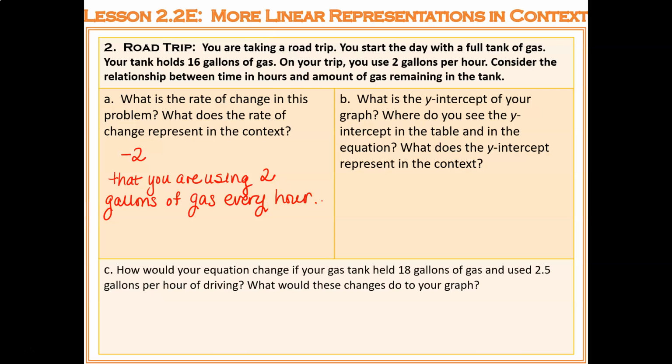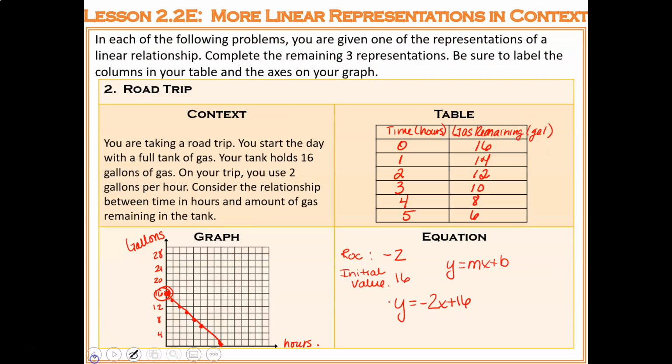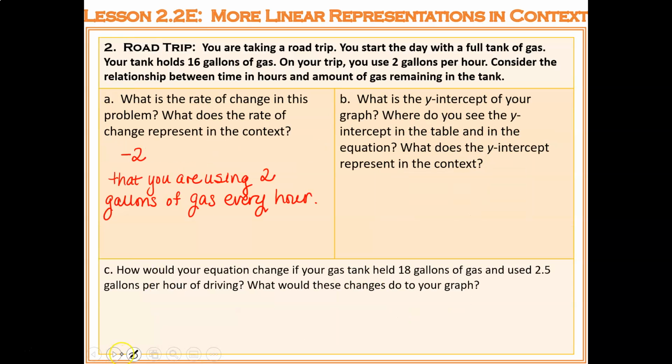Okay. B, what is the y-intercept of your graph, and where do you see it in the table and the equation? Well, let's go back and take a peek. Here's where you see it on the table, where your x is 0. That 16 is your y-intercept. On the graph, you see it right here, where the line crosses the y-axis.